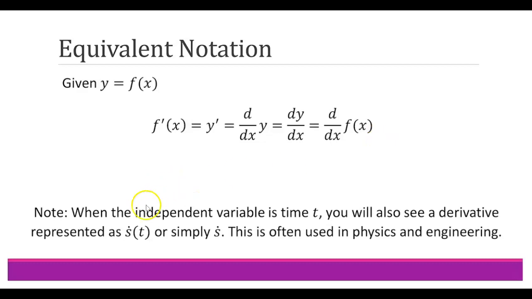As a quick note, the independent variable is typically x, like f prime of x, but when the independent variable is time, usually indicated by t, you will also see a derivative represented as a dot. So you'll see s dot of t, or simply s dot. And this is often used in physics and engineering.